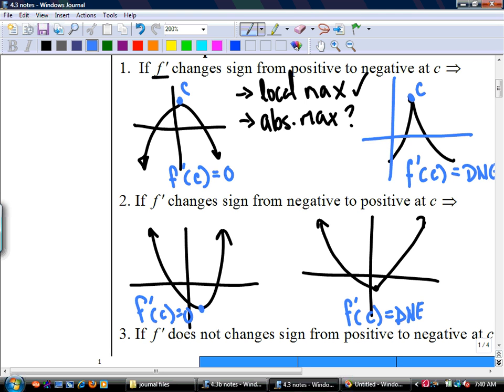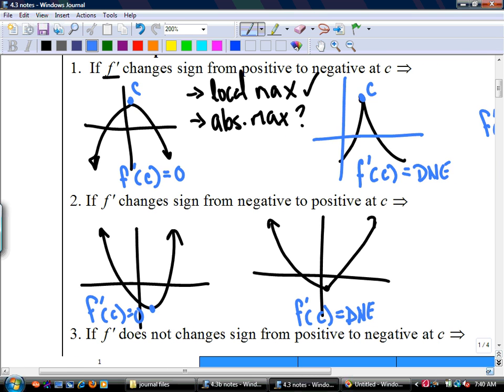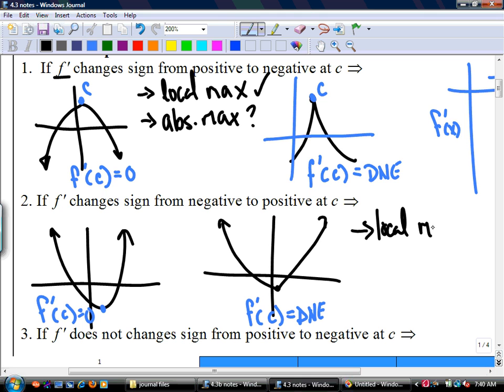So we've got critical points at c, and these ones are guaranteed to be local mins. Guaranteed to be a local min. They might be absolute mins.